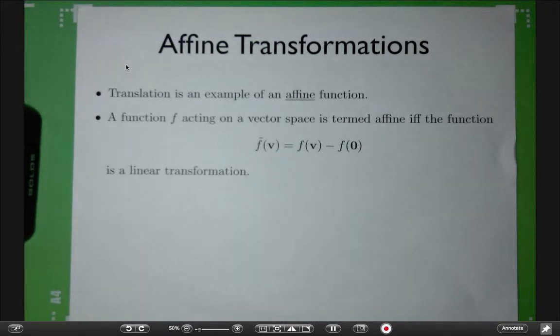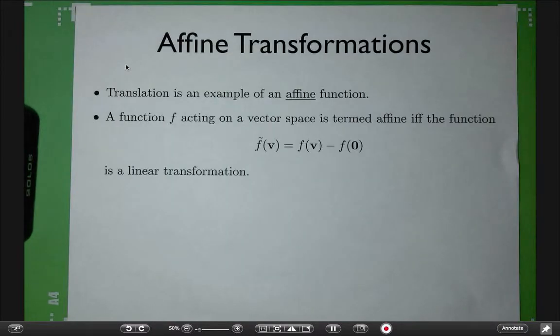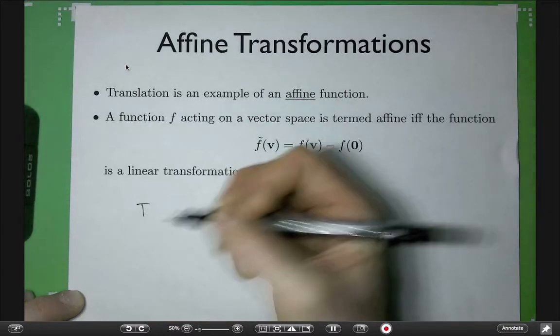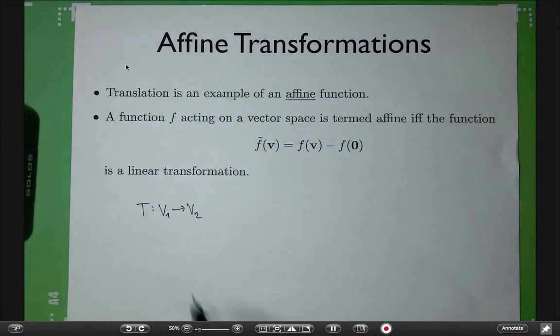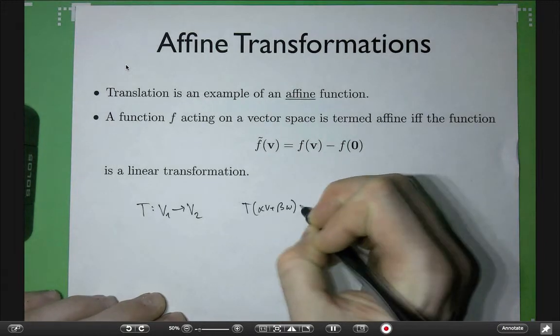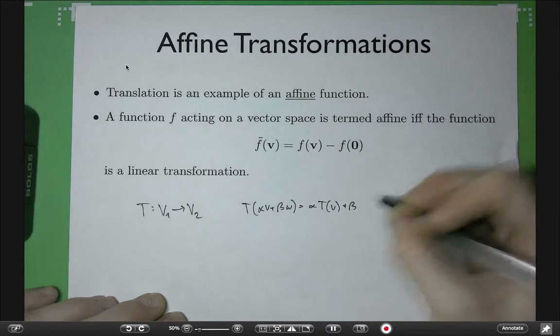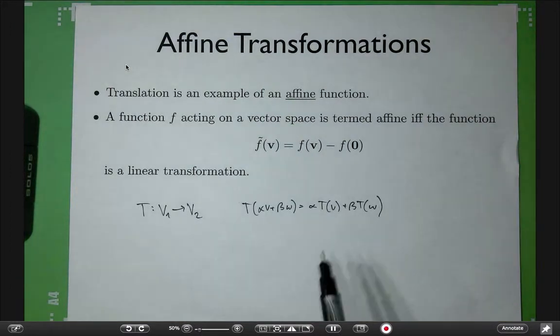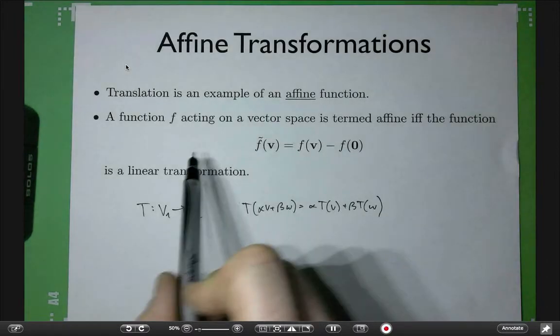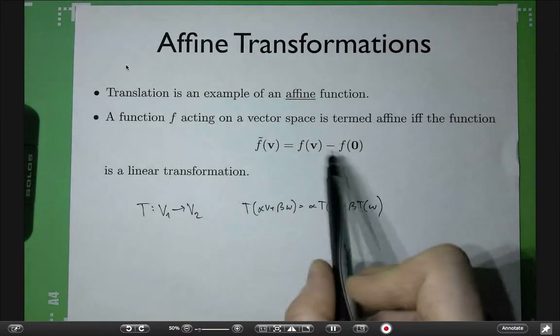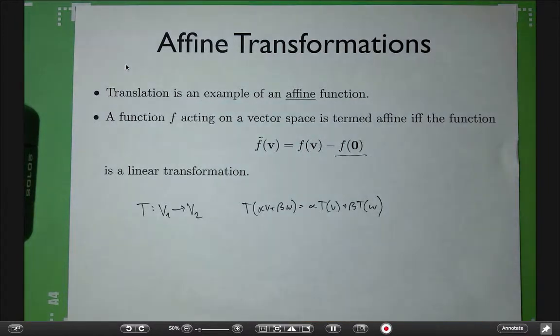It's also instructive to give you a little bit of perspective. Right now, it might seem to you that all transformations are linear transformations, right? But an affine transformation is another example of a transformation from V1 to V2. In this case, it's not linear, so it does not satisfy this property. But it satisfies a different property. A transformation is affine if the transformation minus its action on the 0, on the origin, is a linear transformation. So this is how an affine transformation is defined.